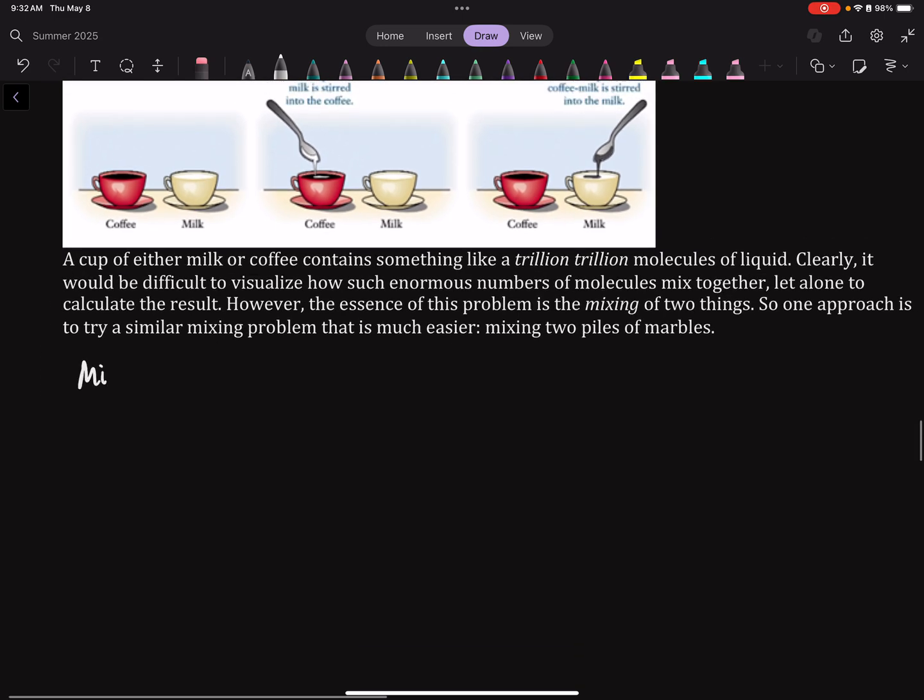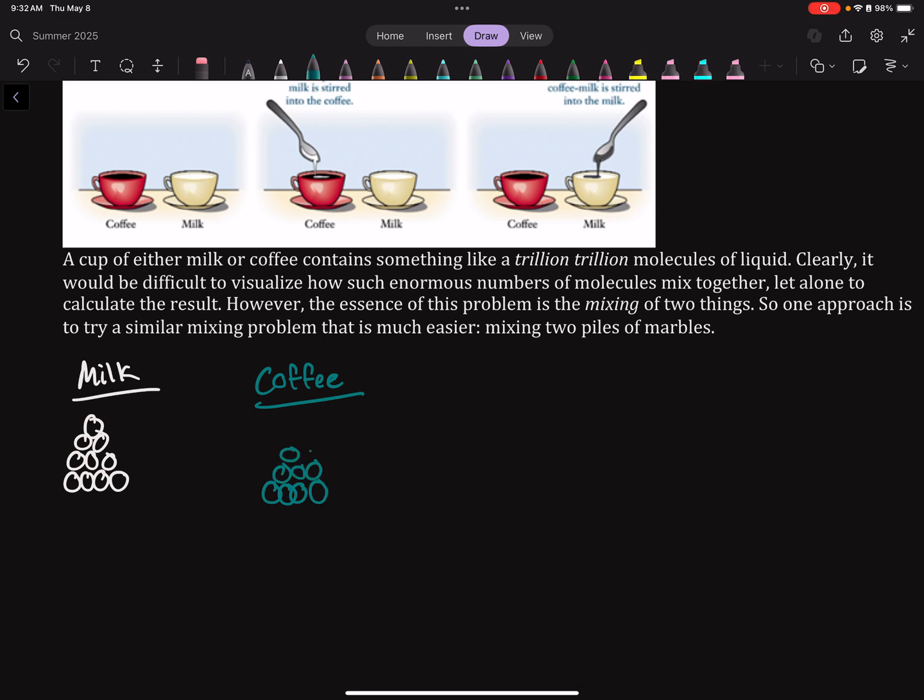So we have the milk. Let's say the milk has 10 marbles in it, 10 molecules. So that's our 10 molecules of milk. And then we have coffee. So we're also saying that the coffee has 10 marbles. So what we're saying is we're putting milk into the coffee. So let's put 2.